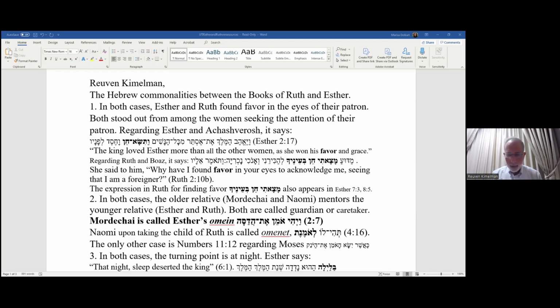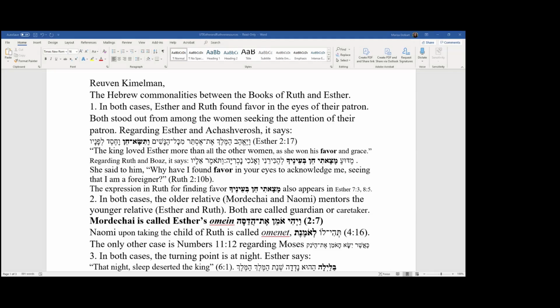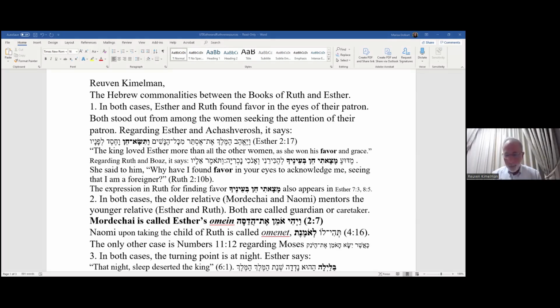Now that topic sounds very strange, as the books seem to have nothing in common besides a female heroine, and the differences between the two are vast. The book of Ruth takes place in rural Judea, in Beit Lechem, in the period of the Judges. The book of Esther takes place in Shushan HaBirah, the capital city of the Persian Empire, in the period of the Persian kings, some 700 years later.